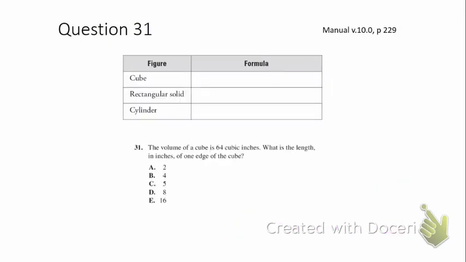Basic volume formulas that they do expect you to know. Cube. We all know what a cube looks like, right? Squares on every side. So the volume is kind of like a square where they label the side with an S, so it'd be side times side times side, or S cubed. A rectangular solid, just think like a box, is length times width times height.